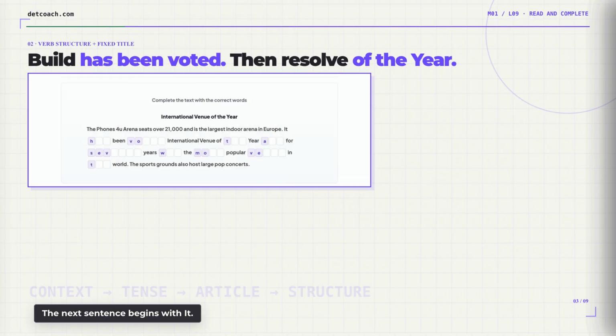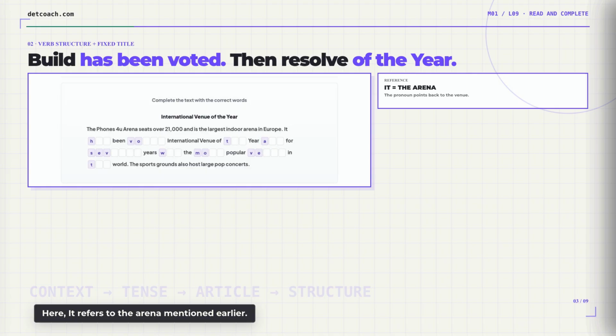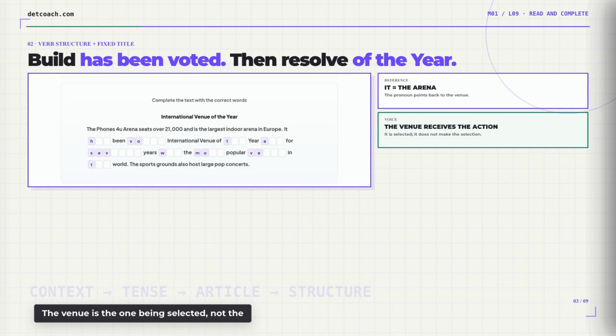The next sentence begins with it. The first blank starts with H and is followed by been. The next blank starts with vo. Here, it refers to the arena mentioned earlier. The venue is the one being selected, not the one making the selection, so we need the passive voice.